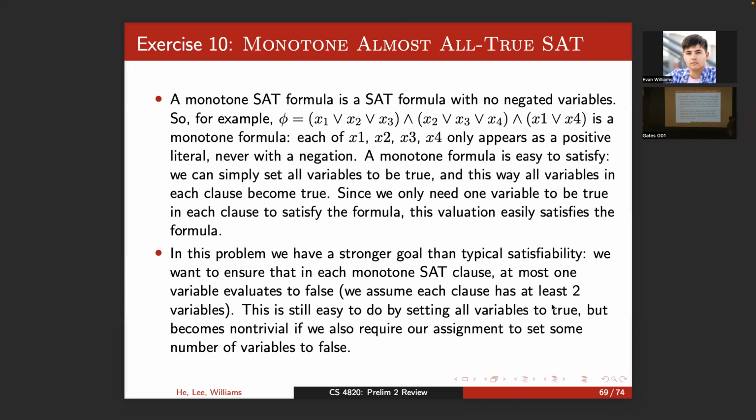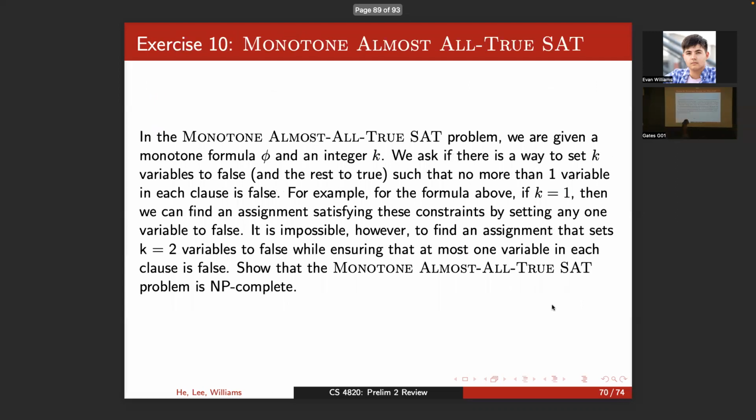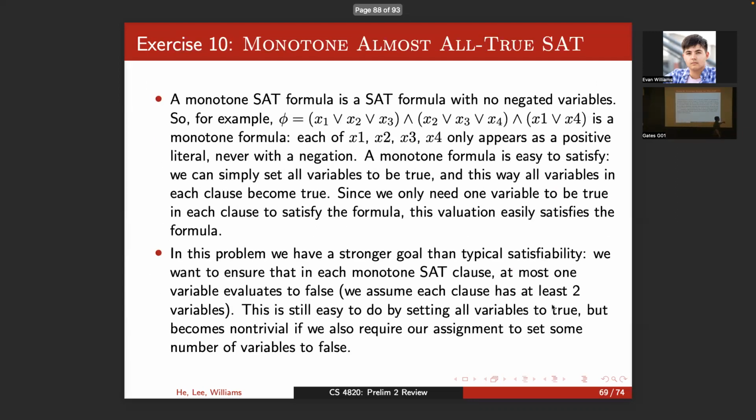Okay, so let's go through the last problem really quickly. Next slide. Oh, you want to do this one? Okay, so go back one slide. This is called monotone almost all true SAT. The idea is that a monotone SAT formula is a SAT formula with no negated variables, so only positive literals can appear, right?